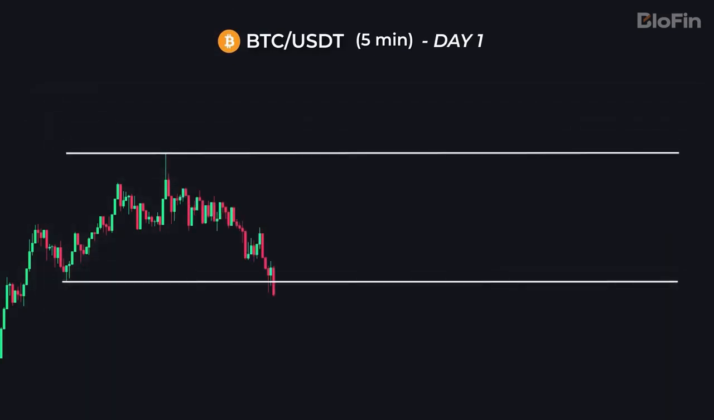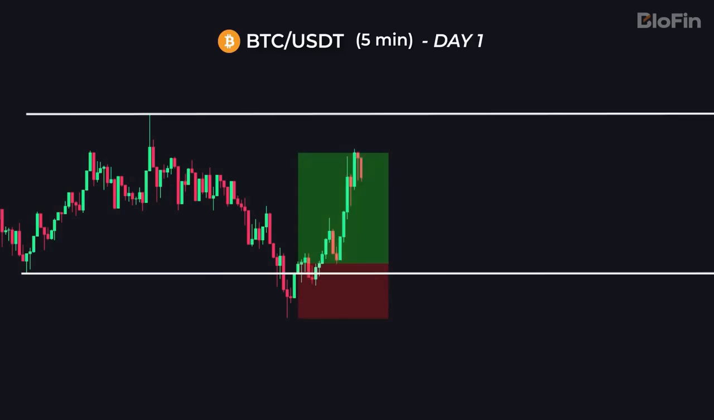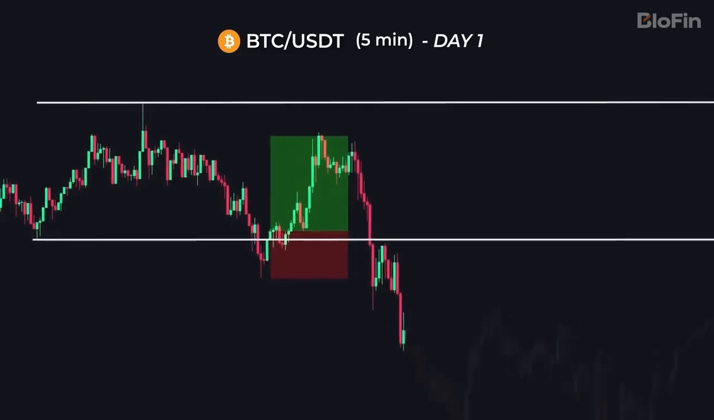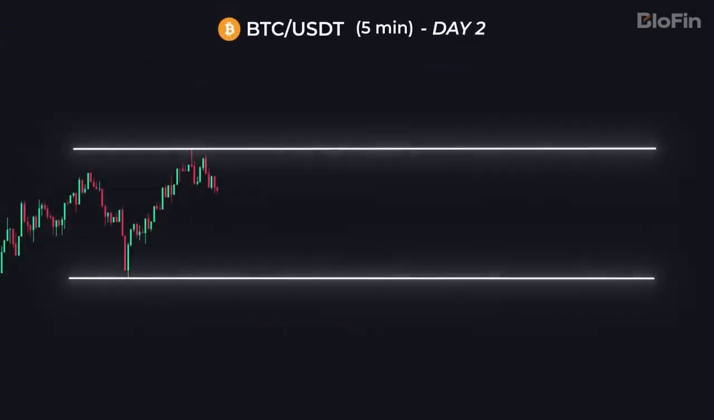Right here we can see price broke out and closed below the range low. Then it quickly closed back above. That gave us a long entry. Stop loss goes at the low of the breakout, and take profit set at 2 times risk. And as you can see, price hits the profit target, giving us a 2R profit. After that, price went out of the range again but didn't close back inside, which means there were no more setups for today. Now for the next day, I marked the high and low of the 4-hour range.